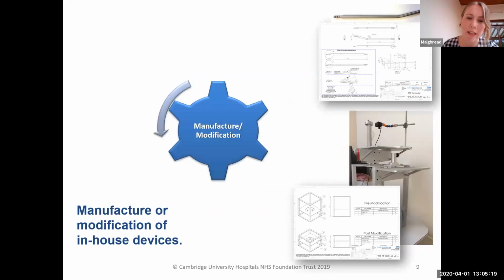The second type of work is manufacture and modification of equipment within the trust. We do have a workshop within the trust which is currently going through a bit of a revamp, and from it we can then offer modification and manufacture of equipment. These can range from quite small, short turnaround jobs to quite larger ones, and they involve both medical devices and more non-medical but possibly lab equipment, hospital equipment that needs modification.